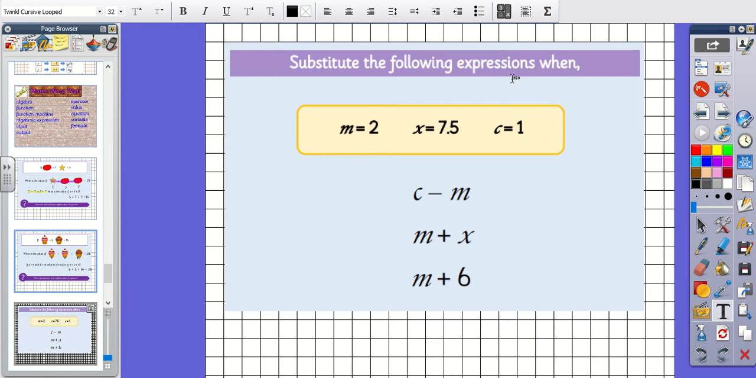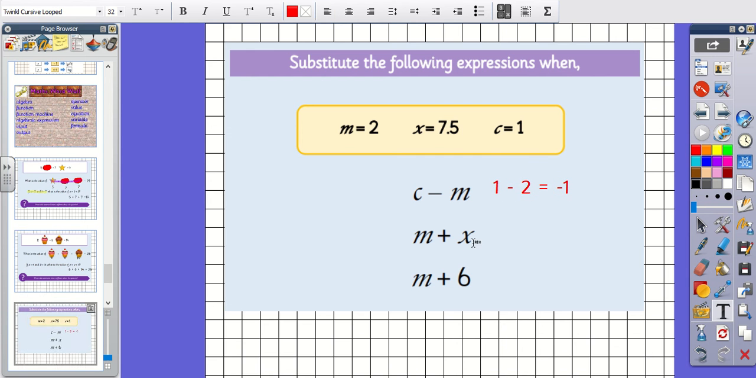Substitute the following expressions when m equals 2, x equals 7.5, and c equals 1. So c take away m. So we've got here 1 take away 2. So use what you have been given and substitute it straight away into the numbers. So 1 take away 2, we can do it, it's just going to go into negative numbers. So that would give us minus 1.